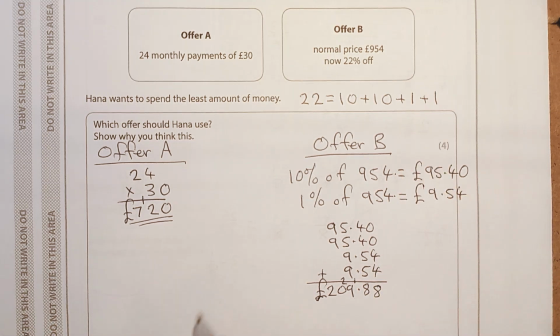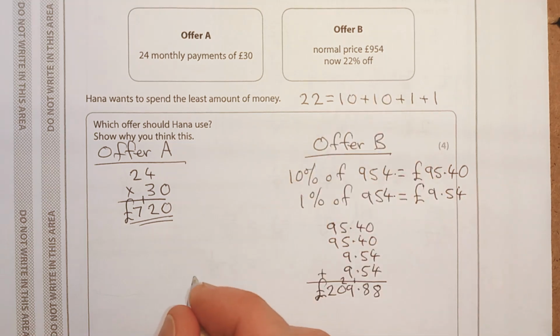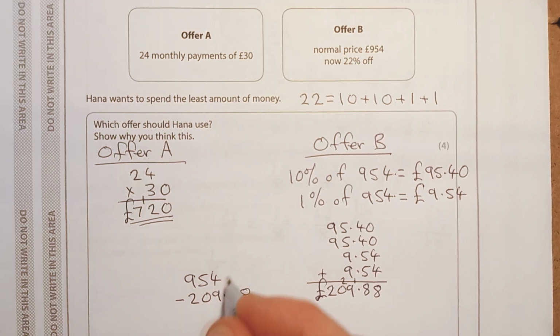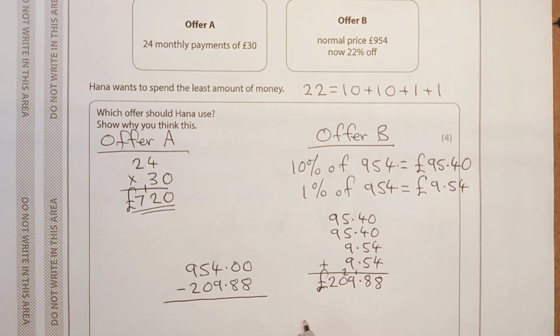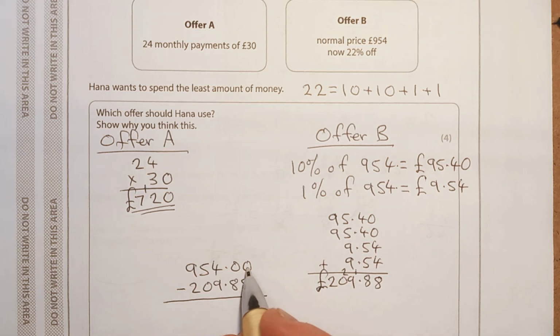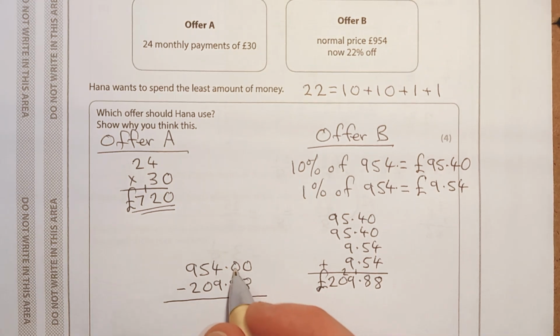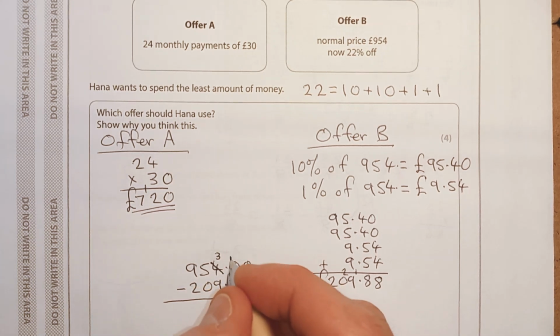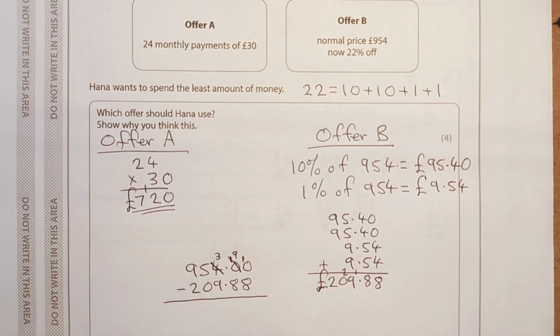Okay, so we need to go back to the original price, 954, and subtract the £209.88. And I'm going to put 0 pence, so we've got something to take the 88 away from. Well, at the moment, I can't take 8 away from 0. I've got nothing to borrow from over here, so we're going to take 1 from the 4, reduce that to a 3 and pass 1 over here. We can then reduce that 10 to a 9 and pass the 1 we've reduced it by to this 0.